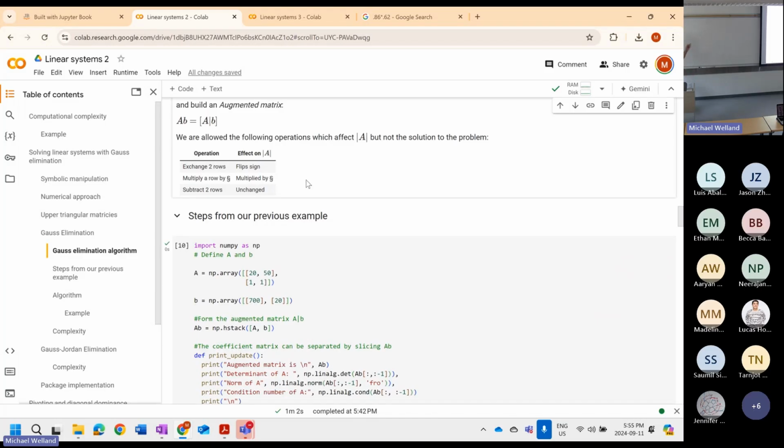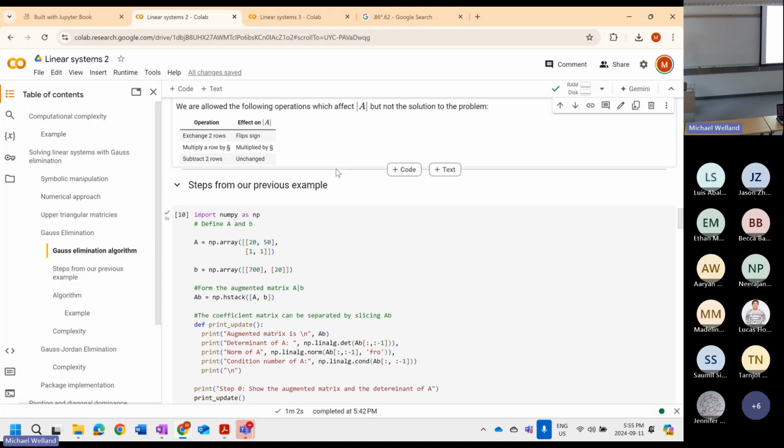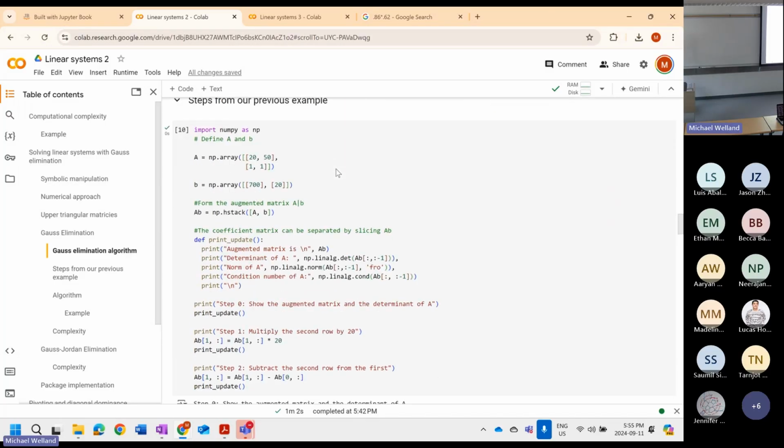I can't use A because all my matrices are A. I can't use X or Y or anything else. So I just use this. And what that does is it multiplies the determinant by the same scalar factor. You can subtract 2 rows, in which case you've left things unchanged. And that's it. That's all you're allowed to do.